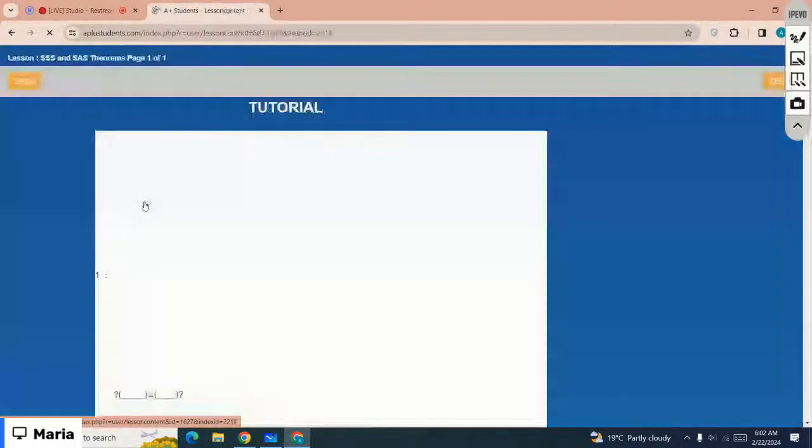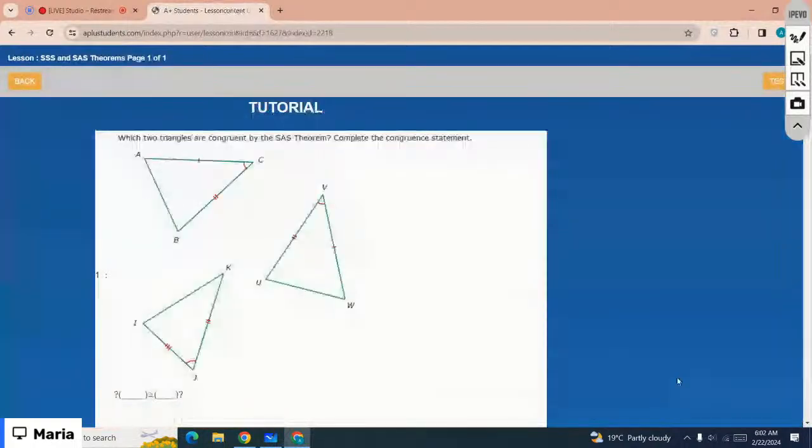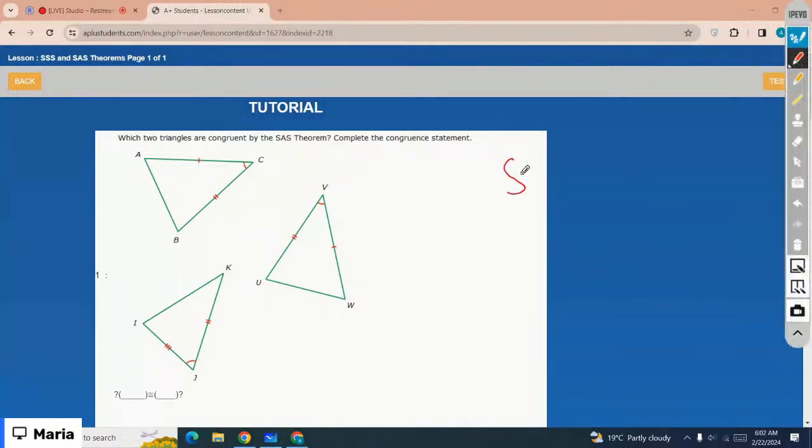that is SSS and SAS theorem. SAS means side, angle, and side. S is for side and A is for angle. So SAS theorem means two of the sides and the angle between these two sides are congruent. The question is, which two triangles are congruent by SAS theorem? Complete the congruence statement. You have to look for the two triangles in which side, angle, and side are congruent.